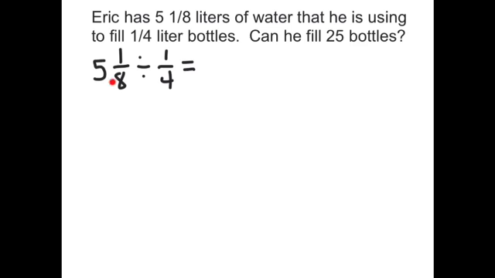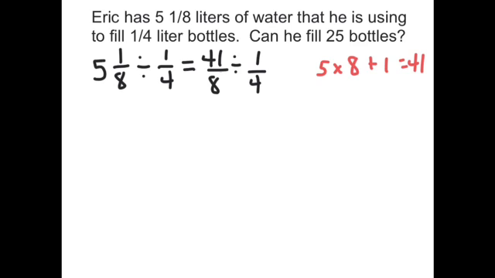Just like before, we've got a mixed number. So we're going to have to do a little bit of work to figure out what that mixed number should be as an improper fraction. So over here on the side, I need 5 times 8. Actually, normally we do the 8 times the 5. I reversed it there, sorry. Plus 1. 5 times 8 is 40, so that is 41. So here's my new problem. 41/8 divided by 1/4.